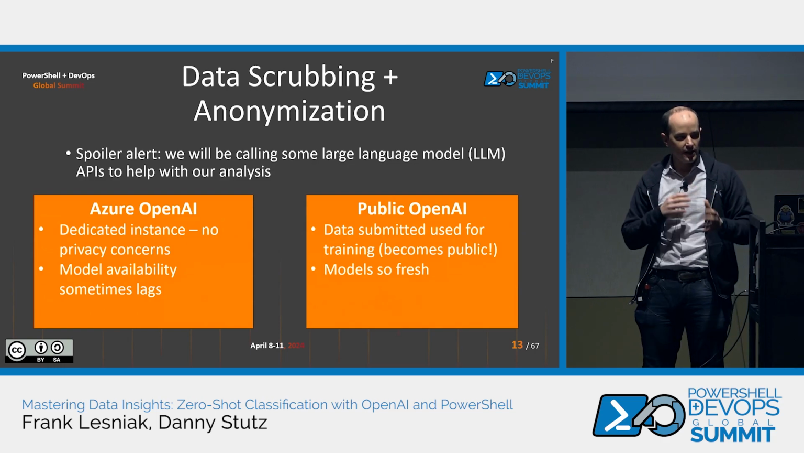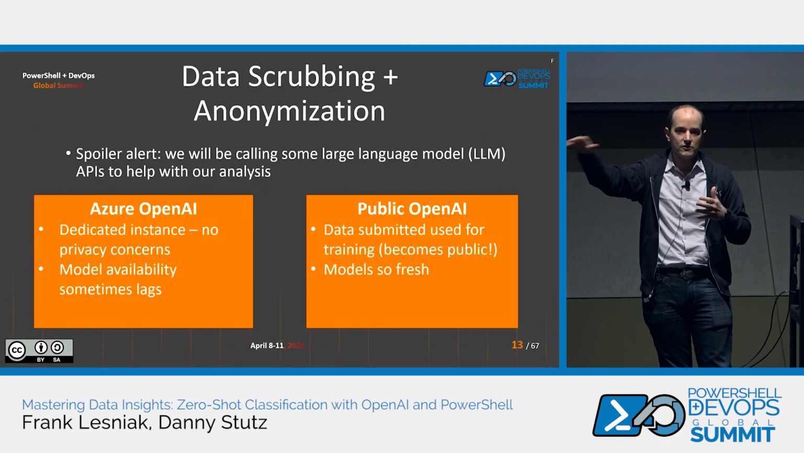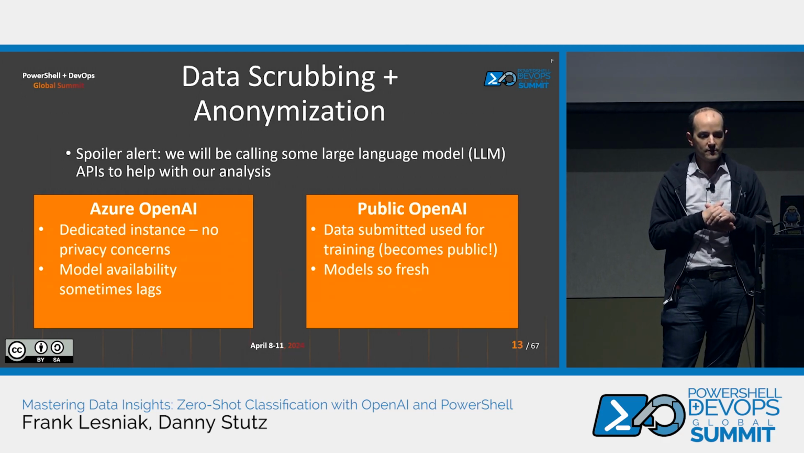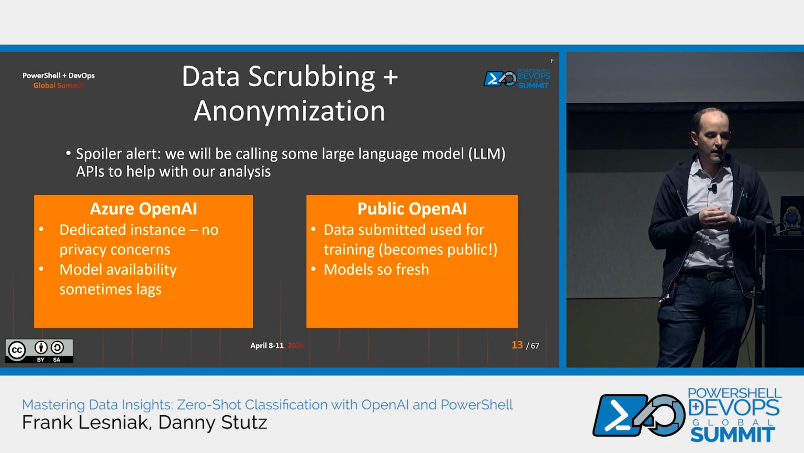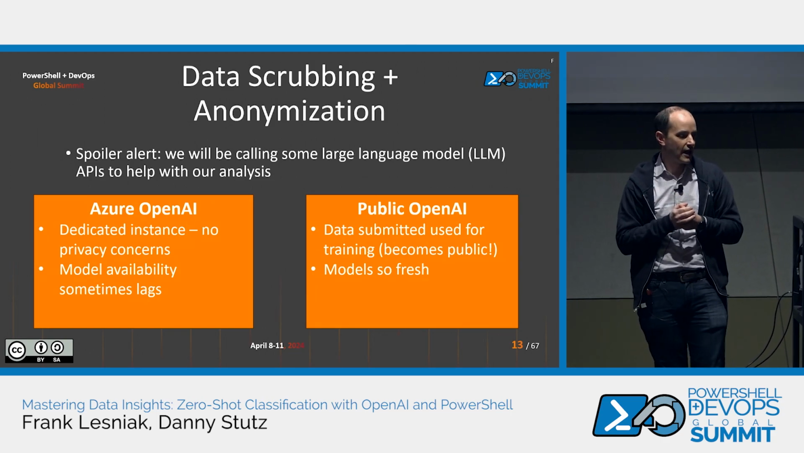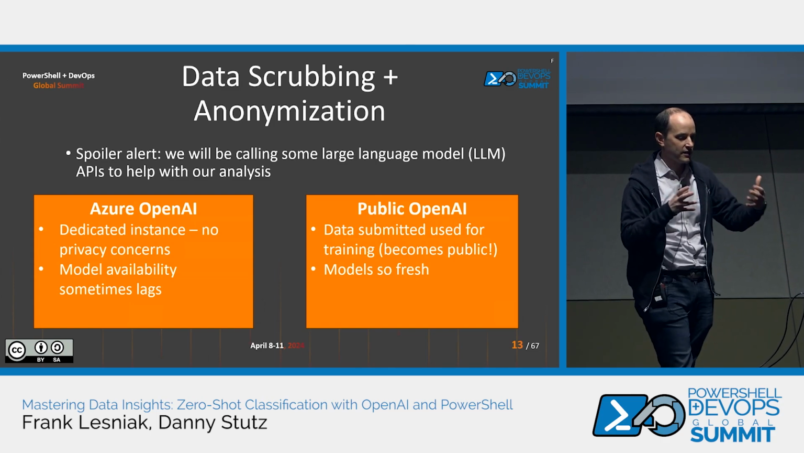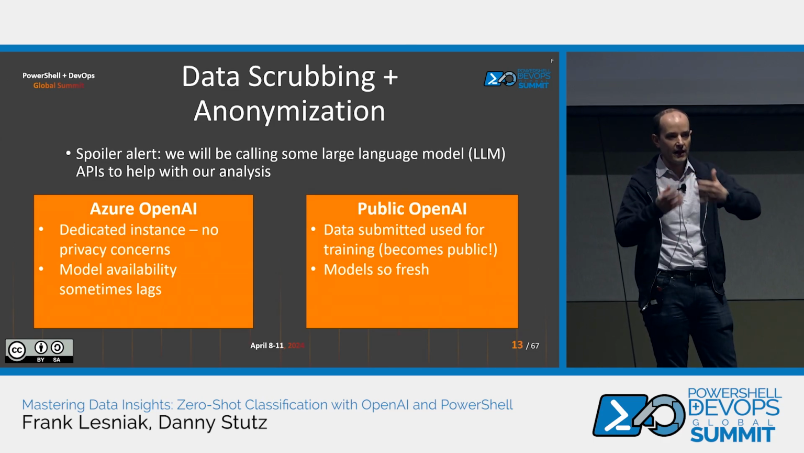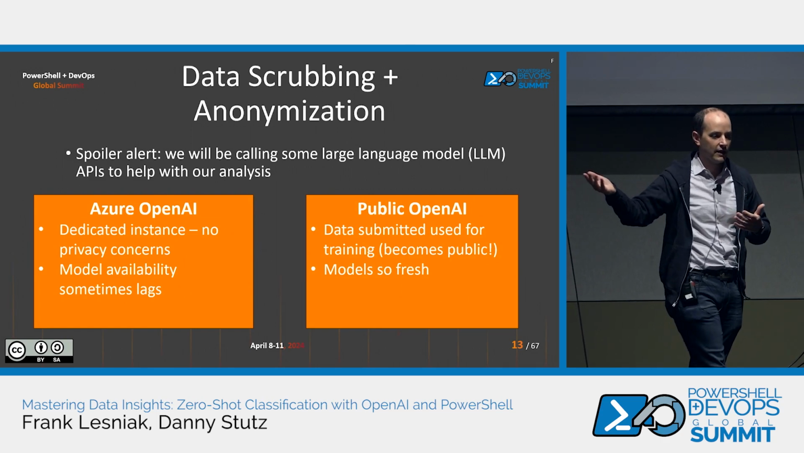And then talking about data scrubbing and anonymization, when we think about how we're going to be doing this analysis, and I'm jumping ahead a little bit to solutioning here, but it's important to talk about this here. We're going to be using some large language model APIs, specifically with OpenAI, and there's two different flavors of that. There's Azure OpenAI. You get a dedicated instance, right? If you haven't looked into that, basically there's a duplicate of the OpenAI infrastructure made for you that you can access privately.